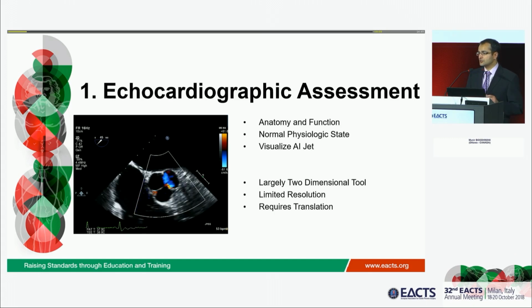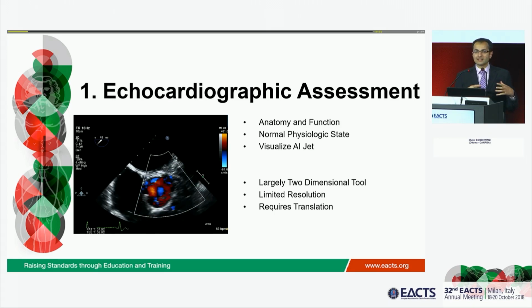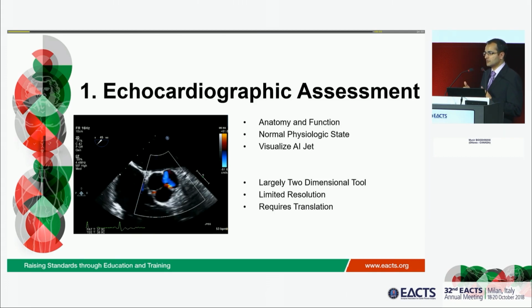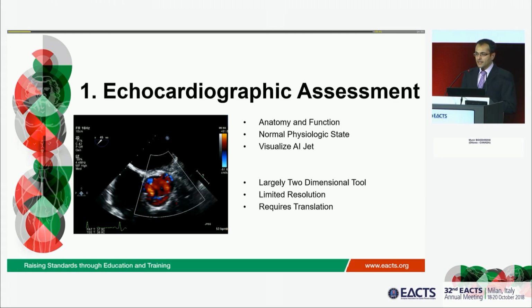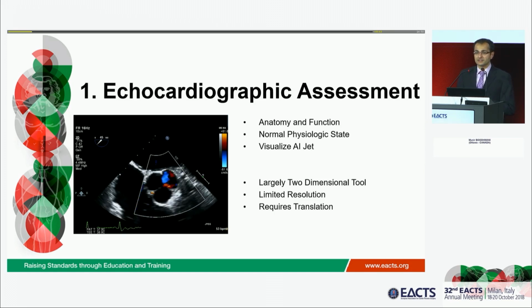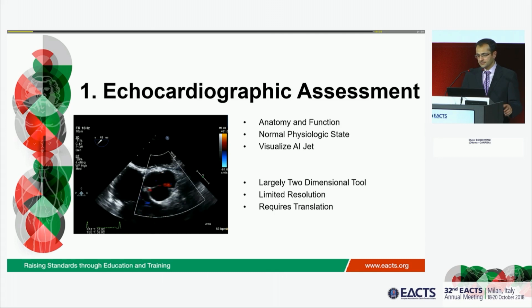However, it is still a two-dimensional tool, and I think this was emphasized in the discussion, where we have 3D images, but the most valuable elements are deconstruction of those 3D images to get the 2D relationships that we're looking for. It still is limited by its resolution and image quality, and definitely requires translation and a conversation between the echocardiographer on one hand and the surgeon on the other.